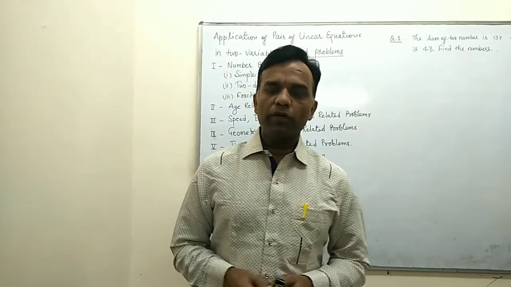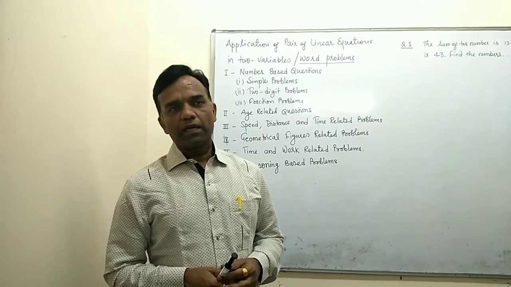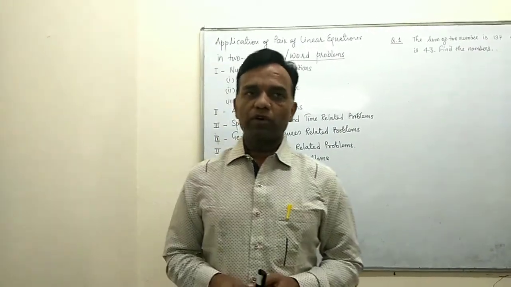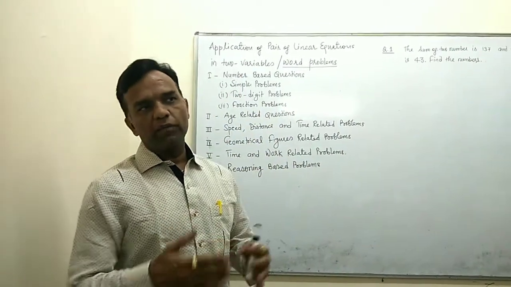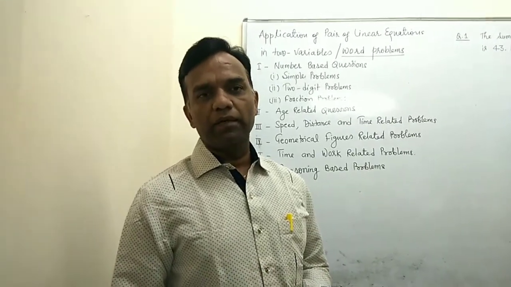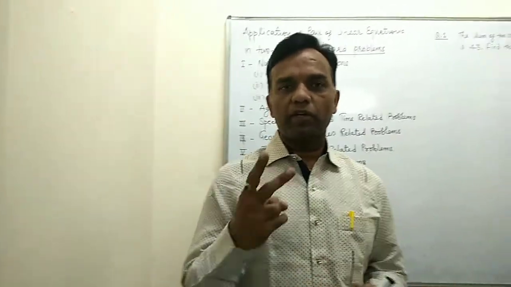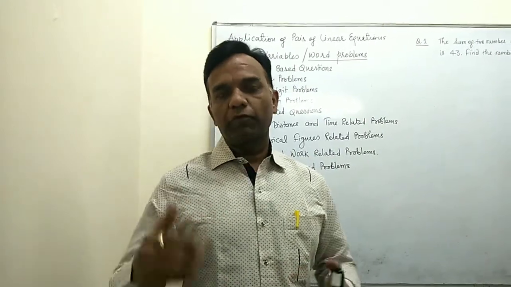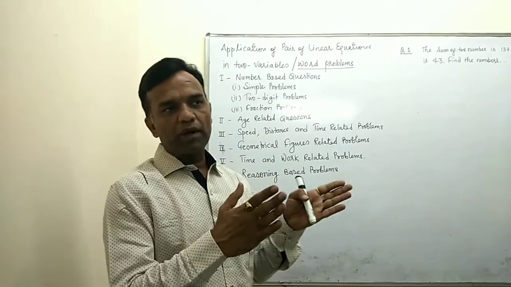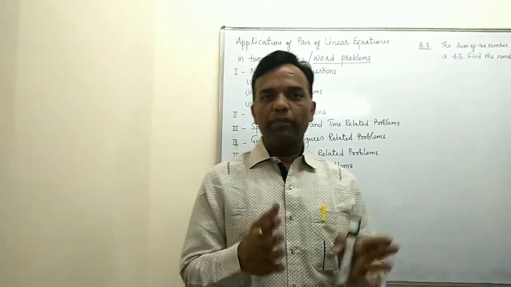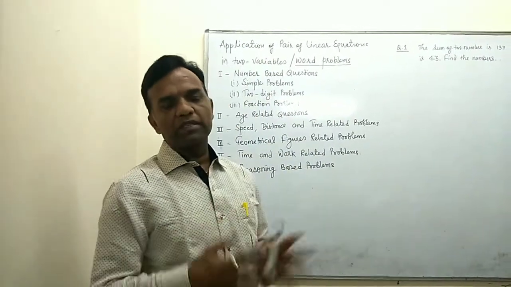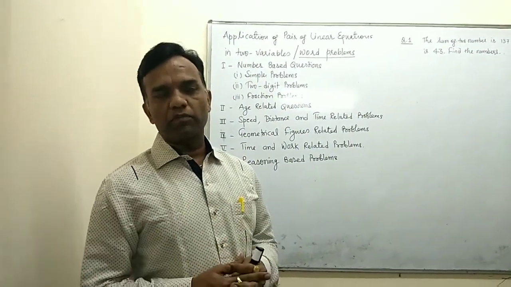Okay, in this video, I explain the application of linear equations with two variables. Before this, in linear equations with two variables, we described the types of methods. Basically there are two methods: graphical and algebraic. The algebraic method we divide into three parts: the substitution method, the elimination method, and the cross multiplication method. All these methods we described in different parts of linear equations with two variables.